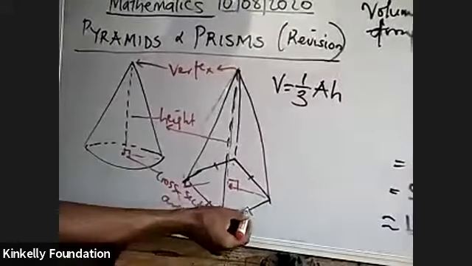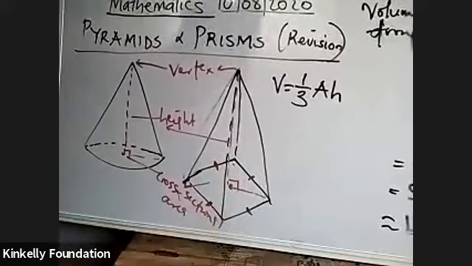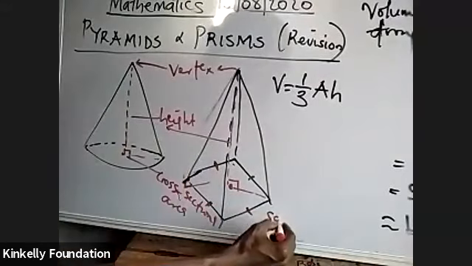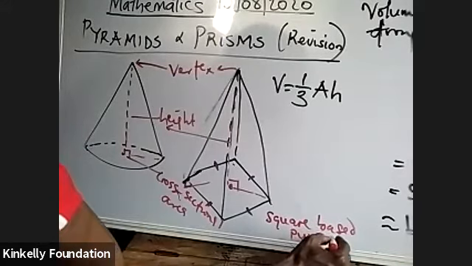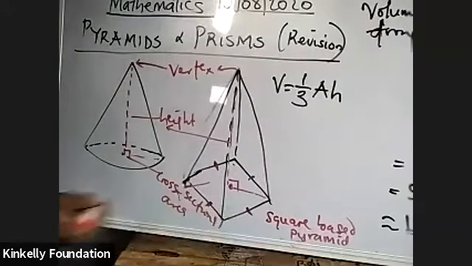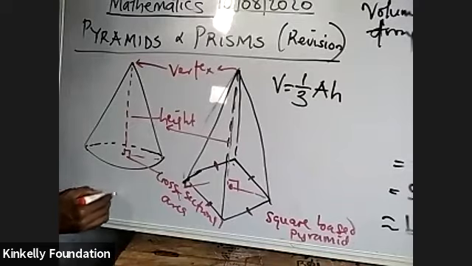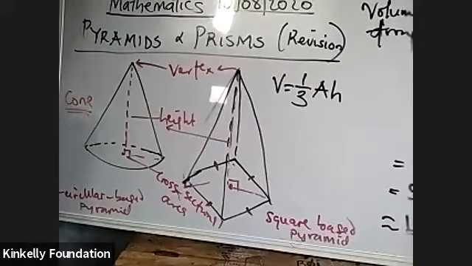In this second pyramid, assuming that the base is just a square, this is what we call a square base pyramid. And for this case, this is a circular base pyramid. So this circular base pyramid is what we call the cone. The circular base pyramid is what we call the what?